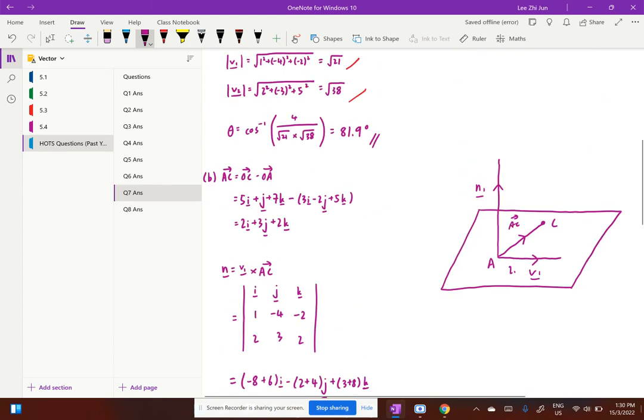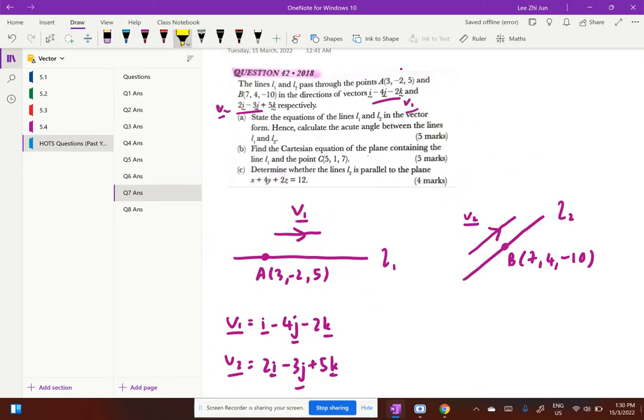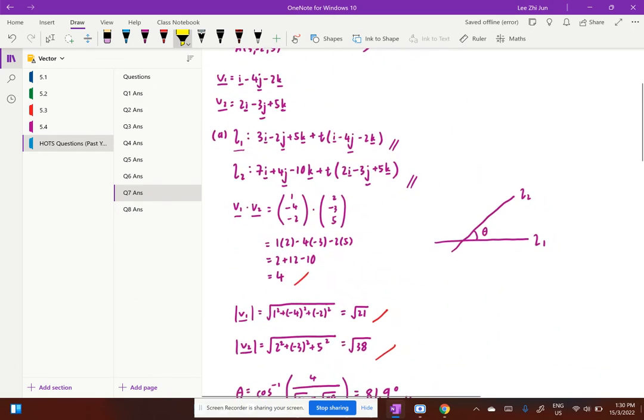Okay, for part C, I show this question because I want to show how to prove that this second line is parallel or not. Okay, sorry, it's not noisy now.